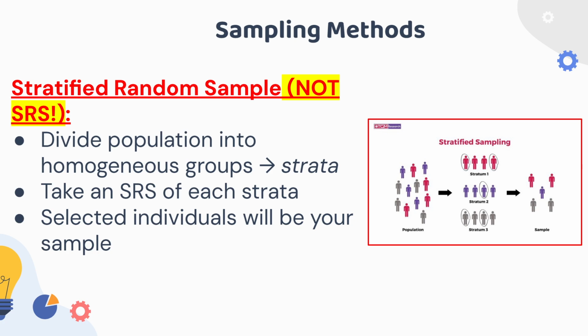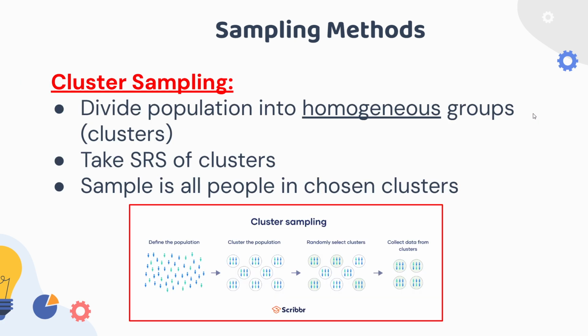And then you take an SRS within each stratum. So within each stratum, you do a simple random sample, and you do this in each stratum. You can select 2 or 3 within each stratum. And depending on the number, that'll give you your sample with a specific number of people. Right? Then you have cluster sampling.